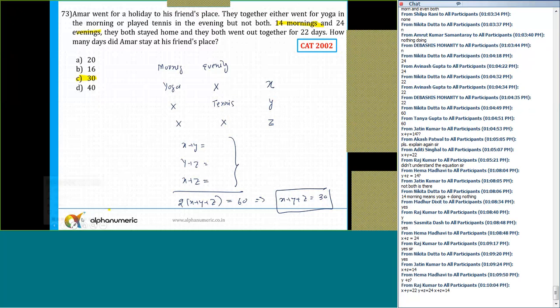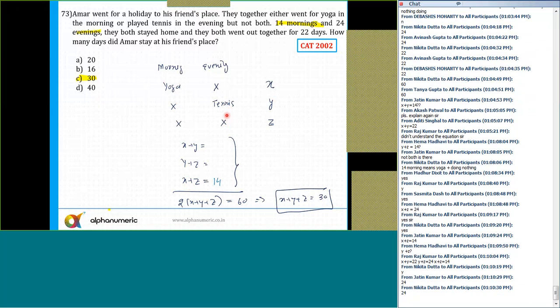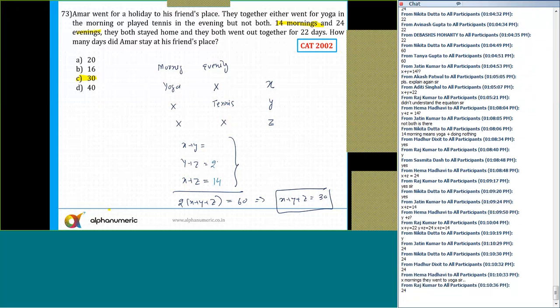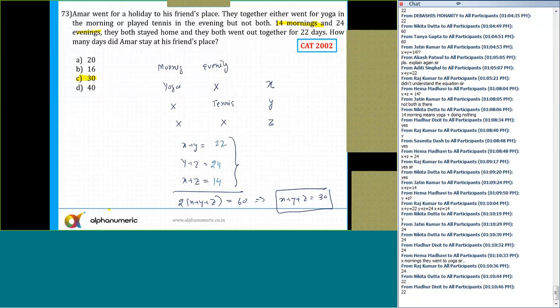Let me select a pen here. So X plus Z is 14. Is that part clear to all of you? The values which you told me earlier were wrong. X plus Z equals 14. Clear now? And what about Y plus Z? That is 24 in the evening. Yes, that's right. Y plus Z is 24. And X plus Y is 22. Now these are the equations. Is that clear to all of you?